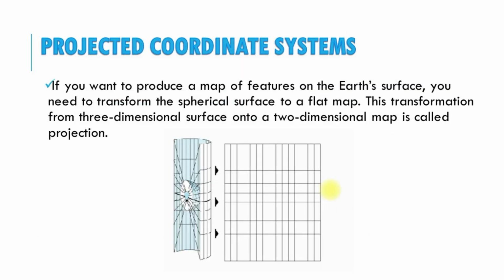Projected coordinate systems. If you want to produce a map of features on the Earth's surface, you need to transform the spherical surface to a flat map. This transformation from a three-dimensional surface onto a two-dimensional map is called a projection. Projection is a process when you convert your sphere, in our case our globe, to a two-dimensional map using several mathematical processes and taking as a basis a mathematical model of the Earth, which is called a datum.